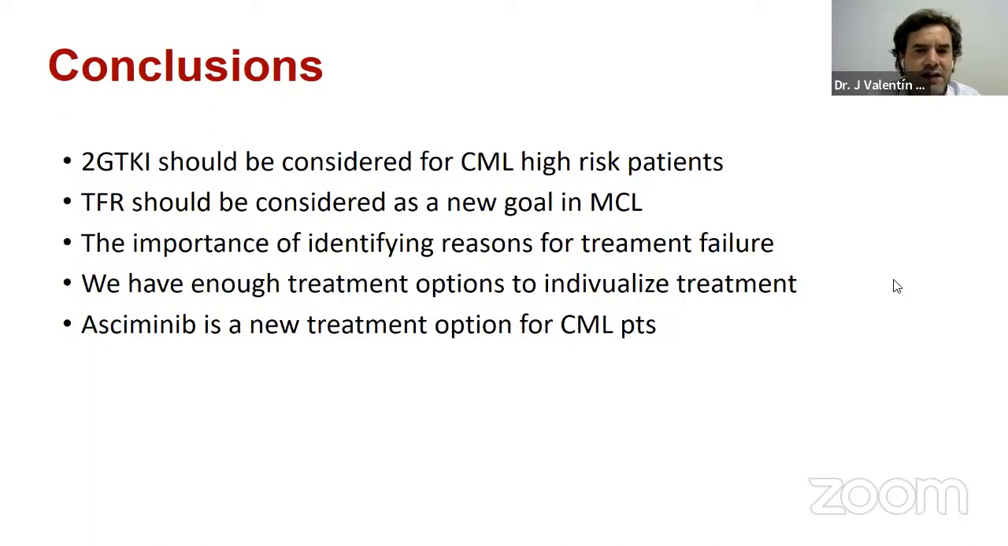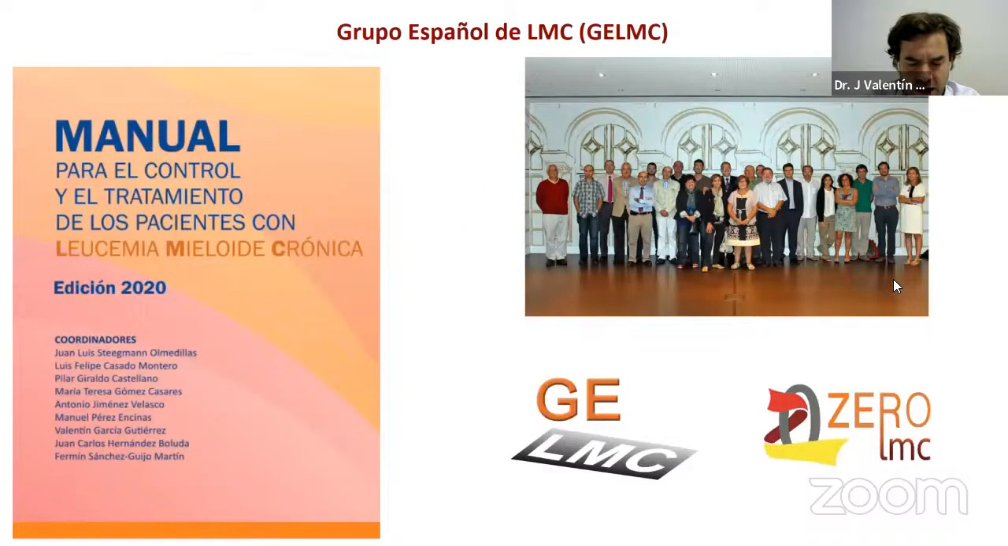The importance of identifying the reason for treatment failure to second-generation TKI, because the treatment option may differ depending on whether the patient is considered intolerant or resistant. Asciminib is a new treatment option at this moment for our CML patients that is available now in the third line, but we are also performing clinical trials in the second line and in the first line. And I'm very sure that we are going to be talking about asciminib in CML in the near future for future indications.